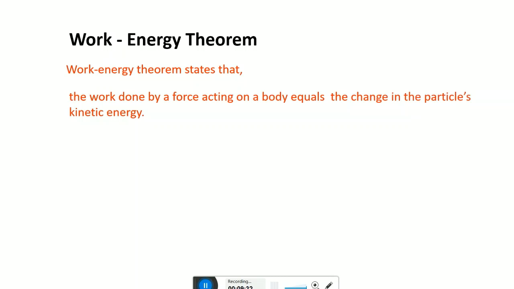Work energy theorem. This gives the relationship between work and energy, means work and kinetic energy. The work energy theorem states that the work done by a force acting on a body equals the change in the particle's kinetic energy. Mathematically, we can write W is equal to Kf minus Ki or delta K. Kf is the final kinetic energy and Ki is initial kinetic energy.